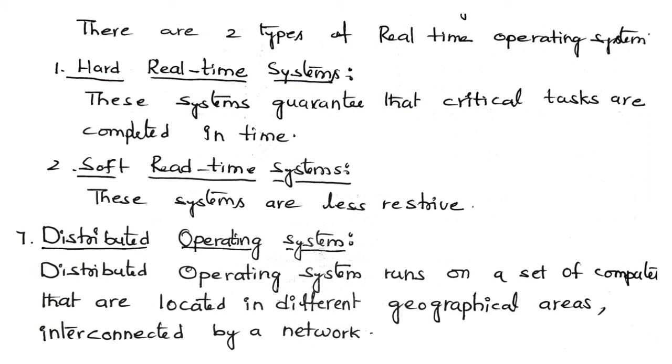There are two types of real-time operating system. The first one is hard real-time system. These systems guarantee that critical tasks are completed in time. And the second one is soft real time systems. These systems are less restrictive. For example, undersea exploration, planetary rovers, and virtual reality.